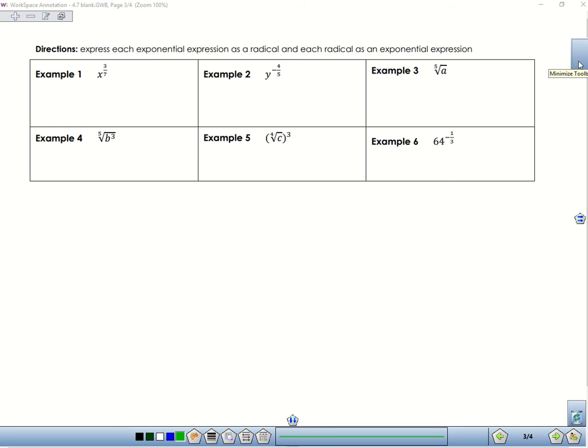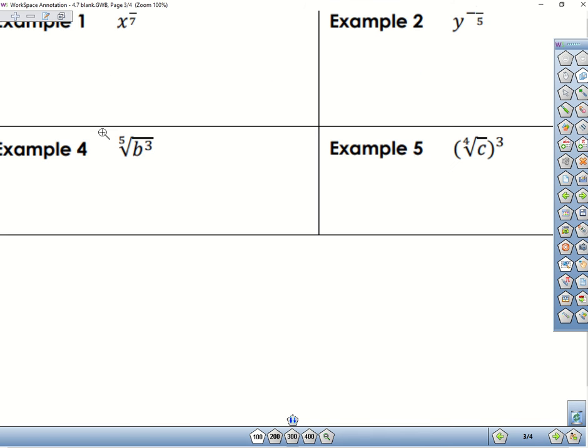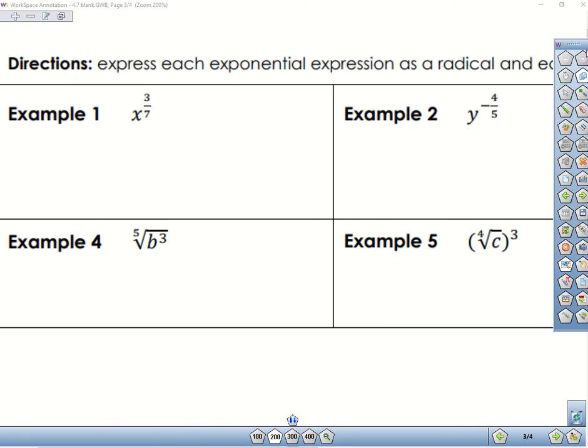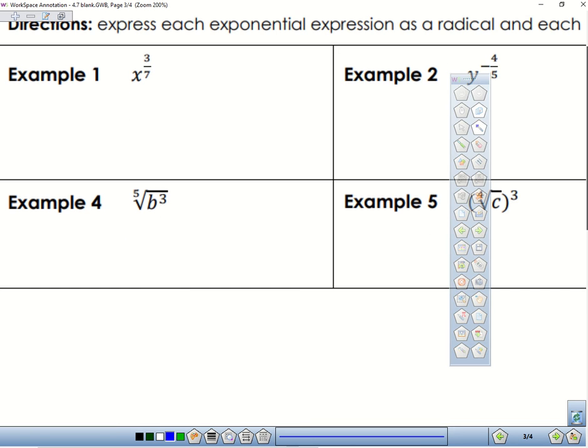So let's go ahead and look at these examples. It says express each exponential expression as a radical and each radical as an exponential expression. So let's go ahead and zoom in. On the first question, if it's already given to you as an exponent, you're going to rewrite it as a radical, and the denominator is going to be your index, and the numerator is going to be your exponent. So it's going to look like this.